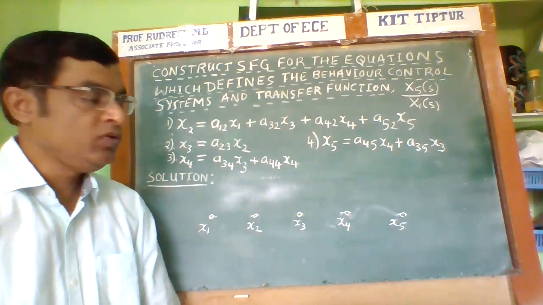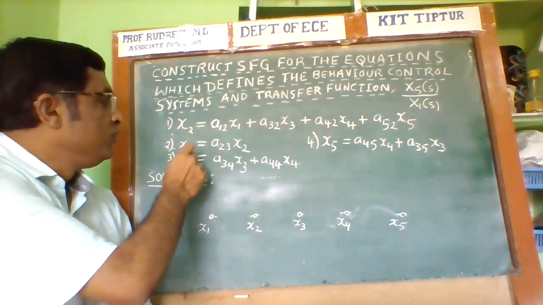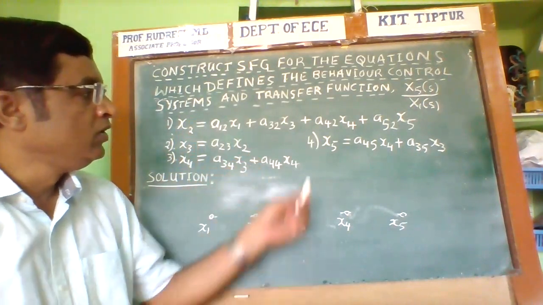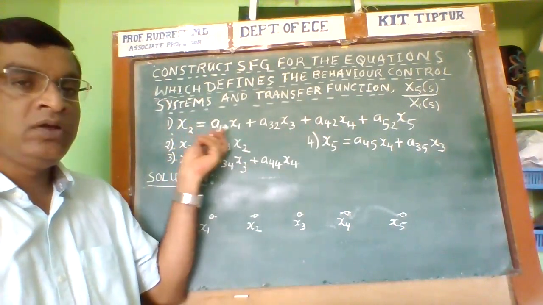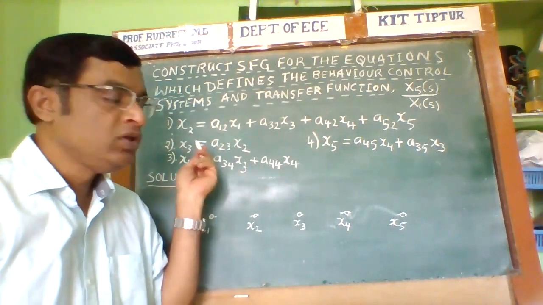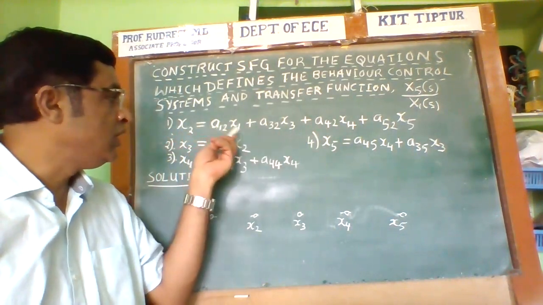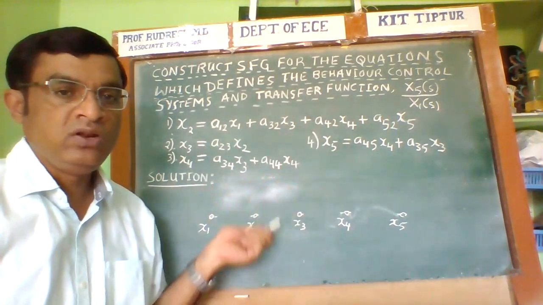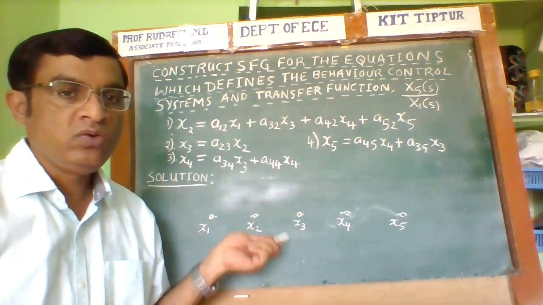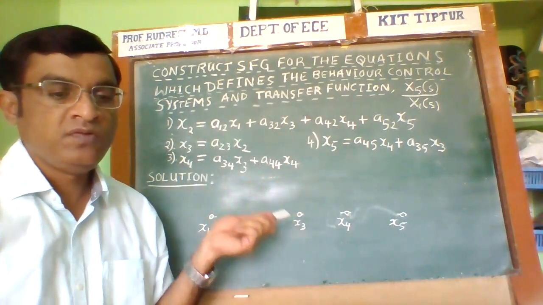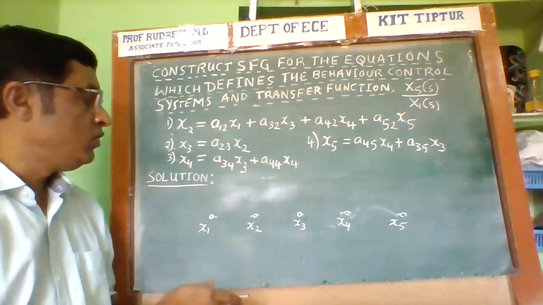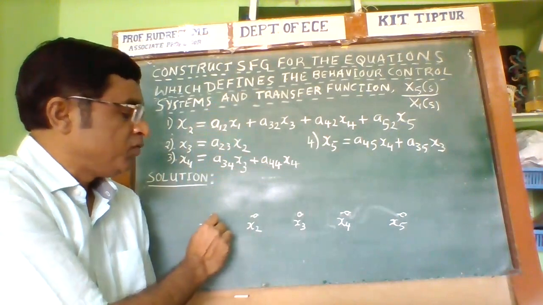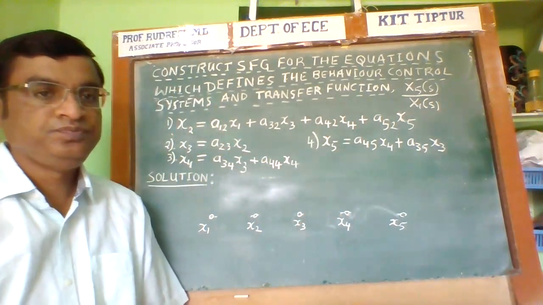Now, what are the nodes here? Therefore, we need to identify which are the nodes. Here, the nodes are x1, x2, x3, x4, x5. These denote the nodes of the system. How many nodes? X1, X2, X3, X4, and X5. Therefore, there are 5 nodes.